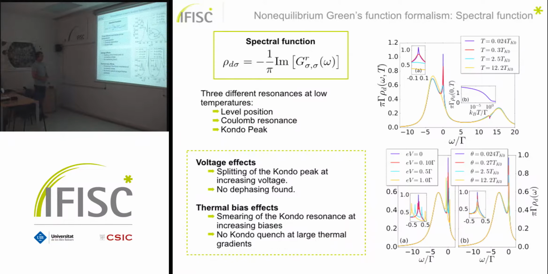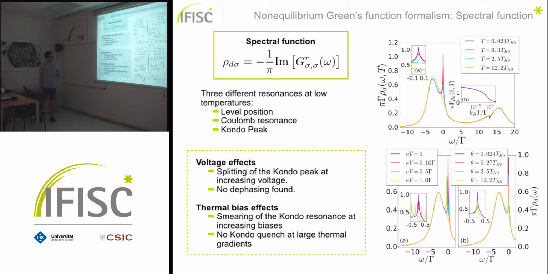First, I want to show the spectral function. The spectral function is defined like that. It's the imaginary part of the Green's function, but at the end, what we find is three different peaks. One is the energy level peak, the energy level resonance. The second one is additionally we have... We compute what the voltage effects and the thermal bias effects are.